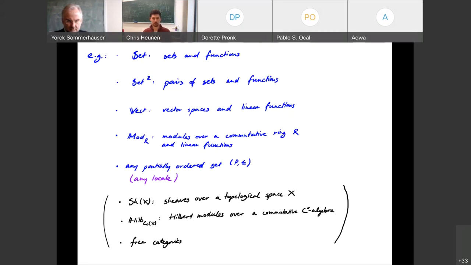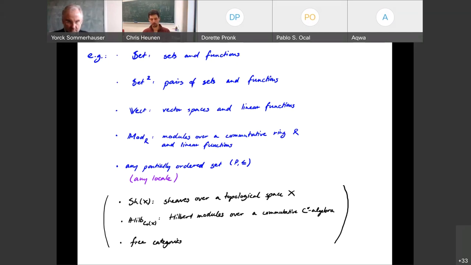Fifth example that we'll see very often is you take any partially ordered set, so that means a set with a less-or-equal relation on it. I can view such a thing as a category by saying an object of the category is an element of the partially ordered set. So all the elements of the partially ordered set are objects, and there exists exactly one morphism from one object to another when this element is less than or equal to that element in the order. Now, because the order is transitive, I can compose these things, and because the order is reflexive, I have identity morphisms, so this is a fine category.